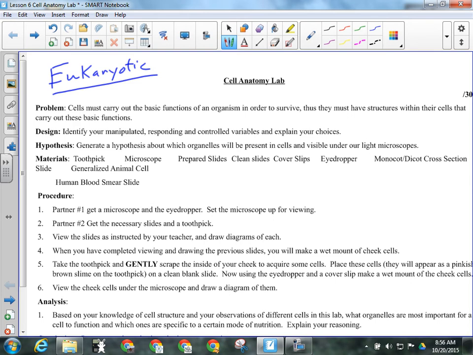All right, for our hypothesis. The problem we're investigating is that cells have to carry out the basic functions. What kind of things are they going to have in them? Does that set itself up pretty easily for an if, and, then type of hypothesis? The if part should talk about what cells have to do, and we've said that now about a half dozen times already.